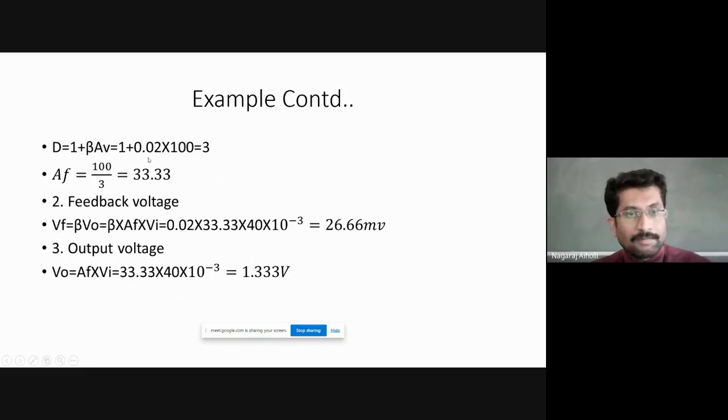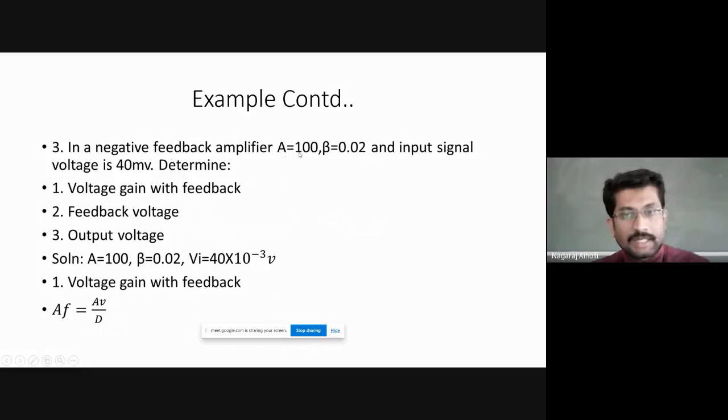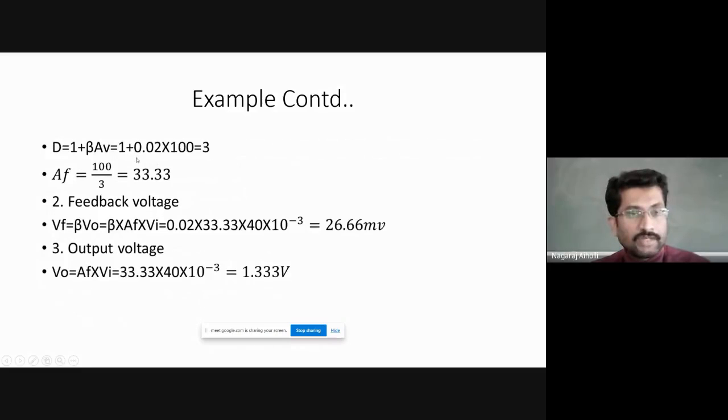That is 1 plus beta. They have given the value of beta, it is 0.02, into AV, that is the gain without feedback, 100. So find out this value, how much are you getting? 1 plus 0.02 into 100. Are you getting 3? Because 0.02 into 100 is 2, since 2 into 100 is 200, and with 2 decimal places left shifted it is 2. 2 plus 1 is 3. So it is 3. Right?